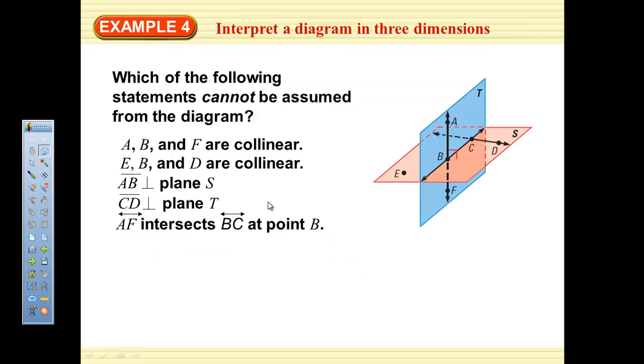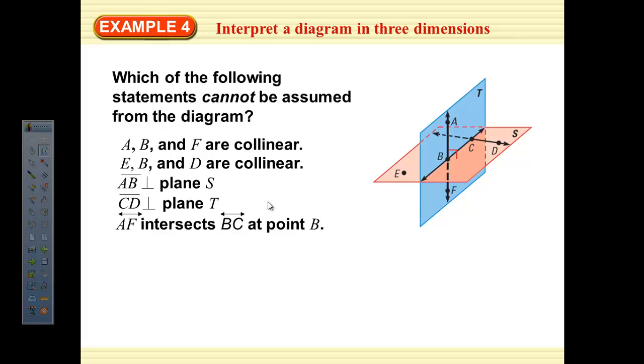And finally, it says, which of the statements cannot be assumed from the diagram? If you look in your book on page 97, it has a concept summary about interpreting a diagram and what you can assume and what you can't assume. I would like you to put that in your notes, so make sure you understand it. But this is along the same lines as that. If we look, do we know that A, B, and F are collinear? We do, because they all lie on the same line. E, B, and D, are those collinear? No, they're not. We don't know for sure. It looks like they could be, but we don't have a line connecting them, so we can't assume that.